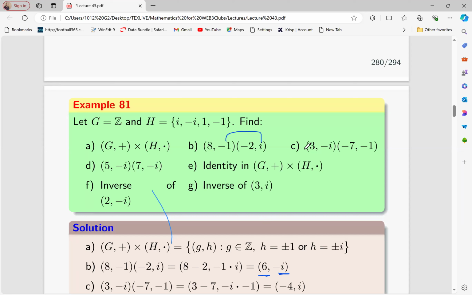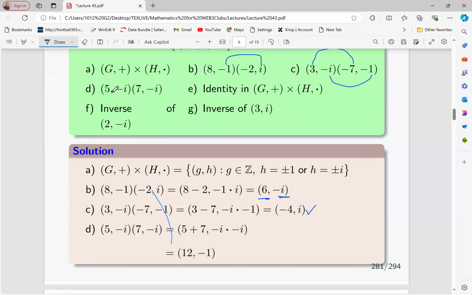What about part C? These elements are from an additive group, so we add them. That gives us -4. And these elements are from a multiplicative group, so we multiply them and we get +i. And that's why. What about this? The first elements are from an additive group, that will give us 12.